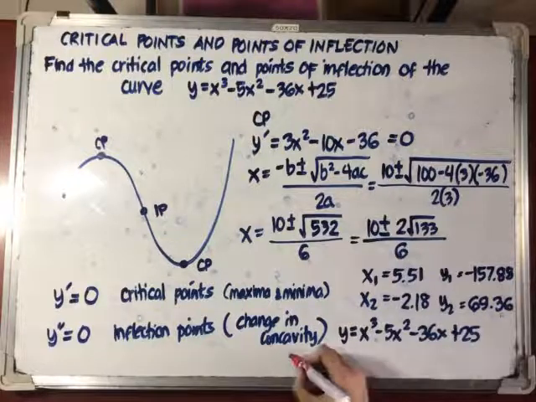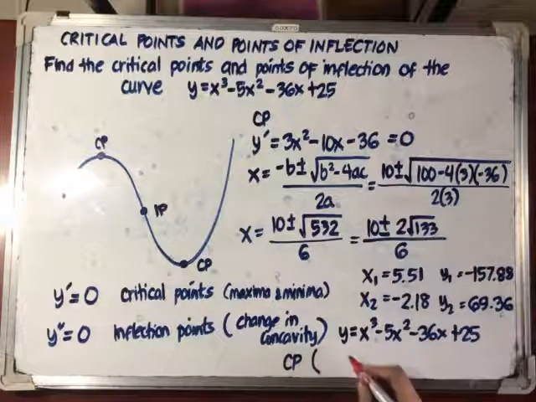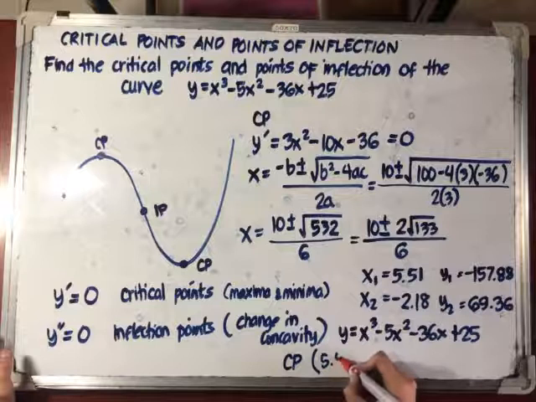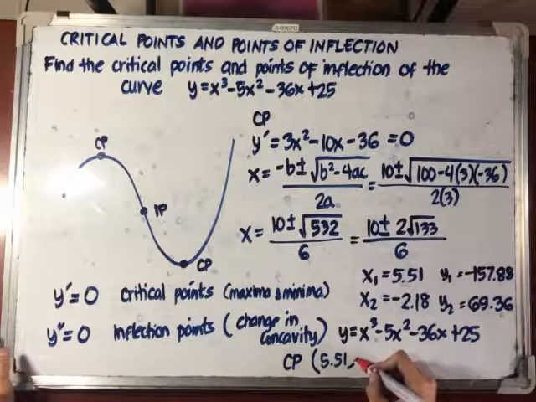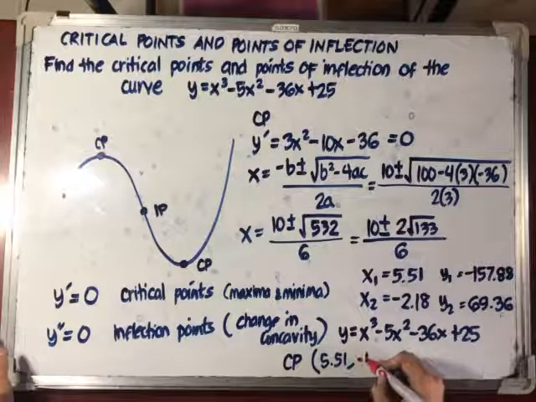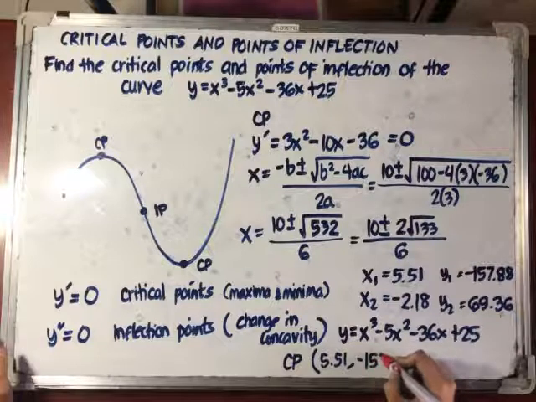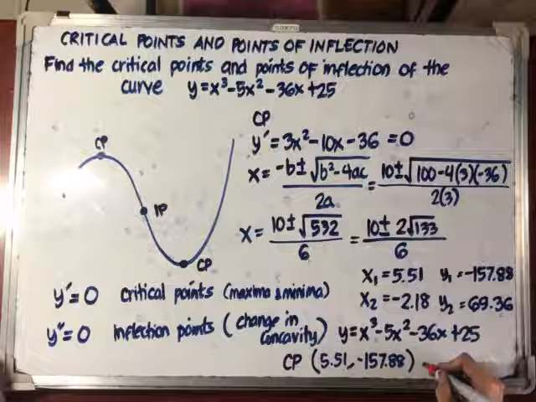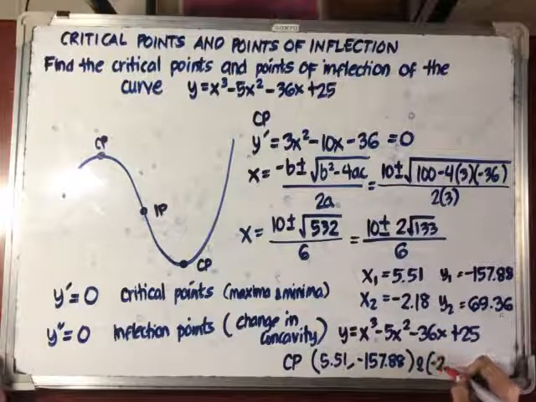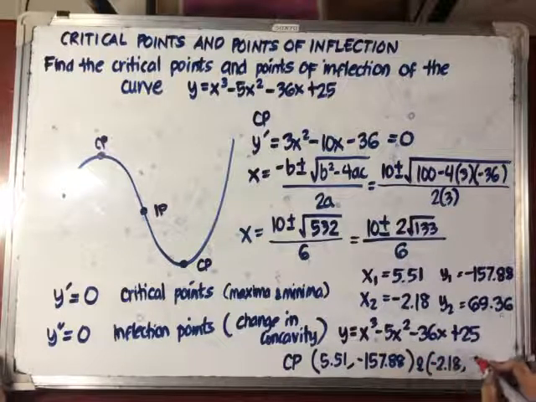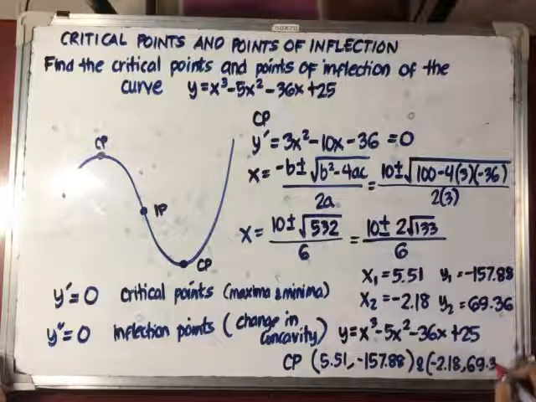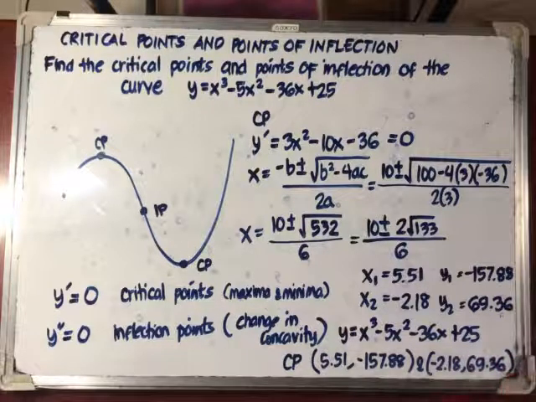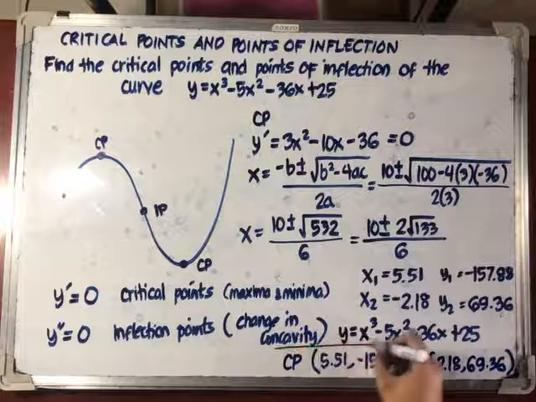Okay, these are our critical points. One is 5.51, comma, negative 157.88. The other one is negative 2.18, 69.36. Okay? Ito si critical points natin.